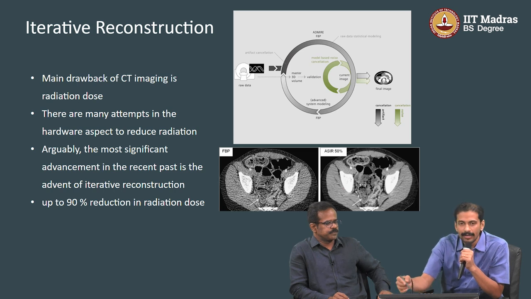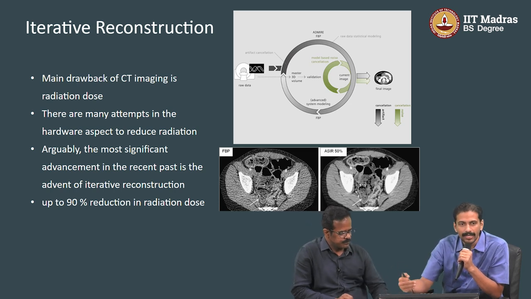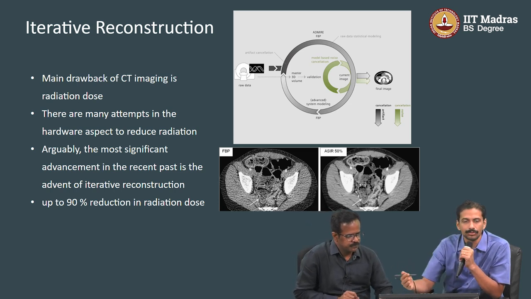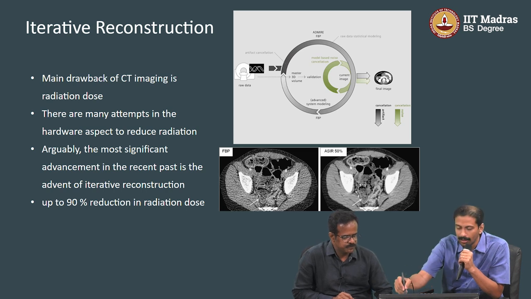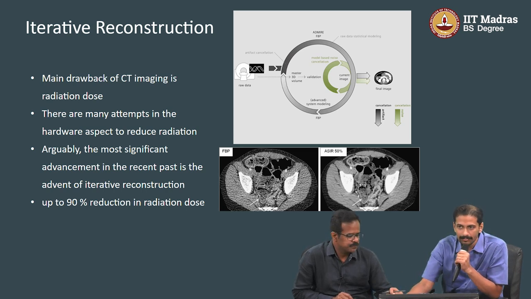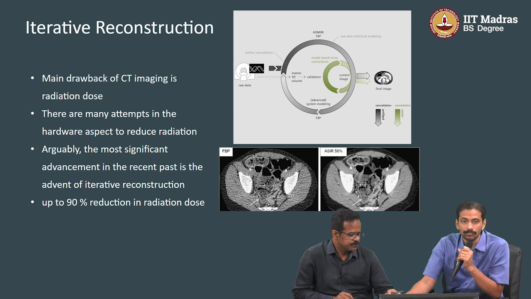So eventually, what is the achievement we made? We get good quality images without spending much. Spending here means the radiation penalty. You know, half the radiation or 25% of the radiation which you would normally use, you get a proper good quality image, which is a big boost for CT scan.